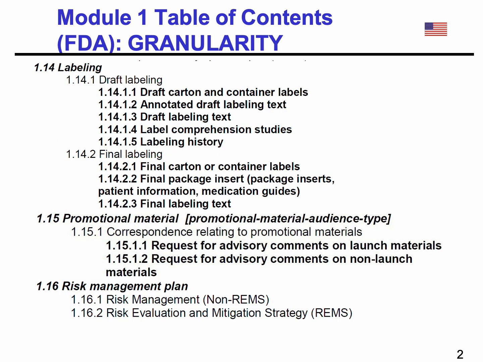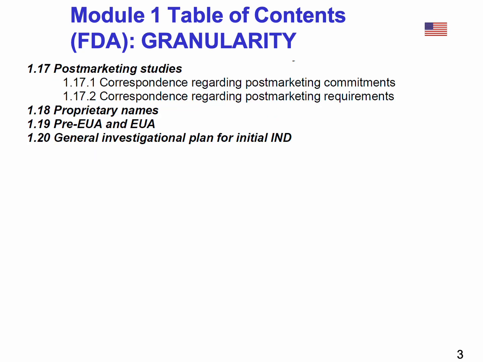And then we can continue with the same principle, looking into different submodules of module 1 of the CTD required by FDA. We can have other submodules on labeling, on promotional materials, and on risk management plan, in addition to post-marketing studies, proprietary names, and of course pre-EUA and EUA and general investigational plan for initial IND.